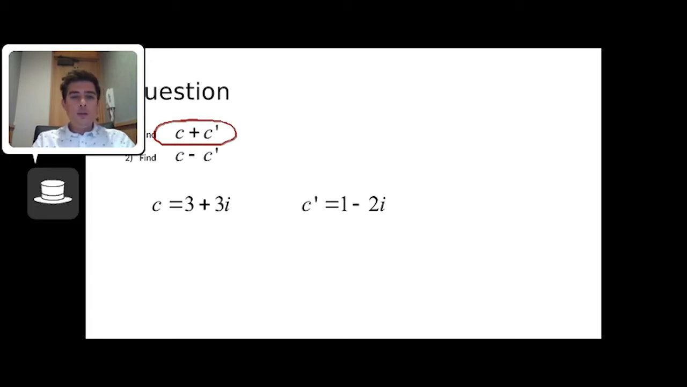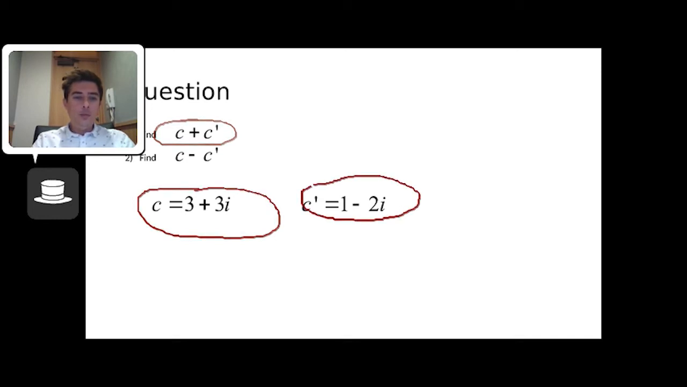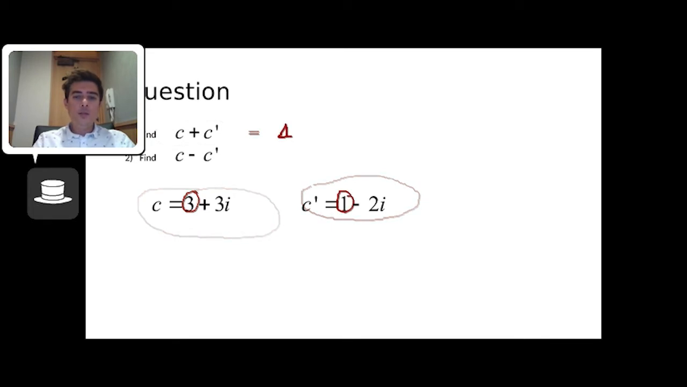For this one, to get the real part of the number, we just add the two real parts. So that's 3 plus 1, which is 4. And then we need to add the two imaginary parts. Don't forget the minus sign here. So this will be 3i minus 2i. So this will be 4 plus i. So that's the answer to the first one: c plus c prime is 4 plus i.